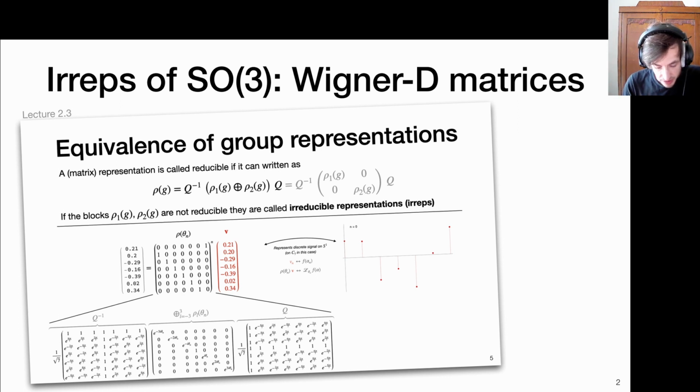Okay, and we learned that if we have such a vector with a representation acting on it, for example, the regular representation, then we can find an equivalent representation that has this block diagonal form via change of basis, which corresponds to a Fourier transformation. And these sub-representations along the diagonal are called irreducible representations.